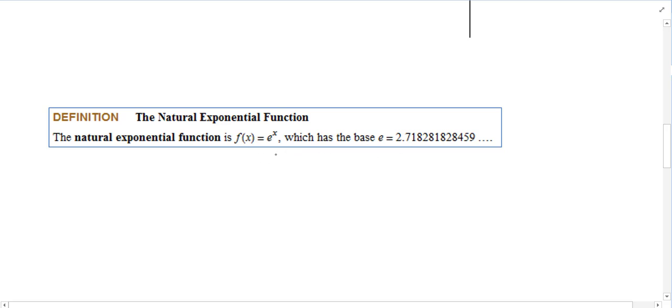The number e. So e is a number like pi, whose approximation is 3.14. E is a number whose approximation, usually we say, is 2.718. And e has all these digits. And so what is e?